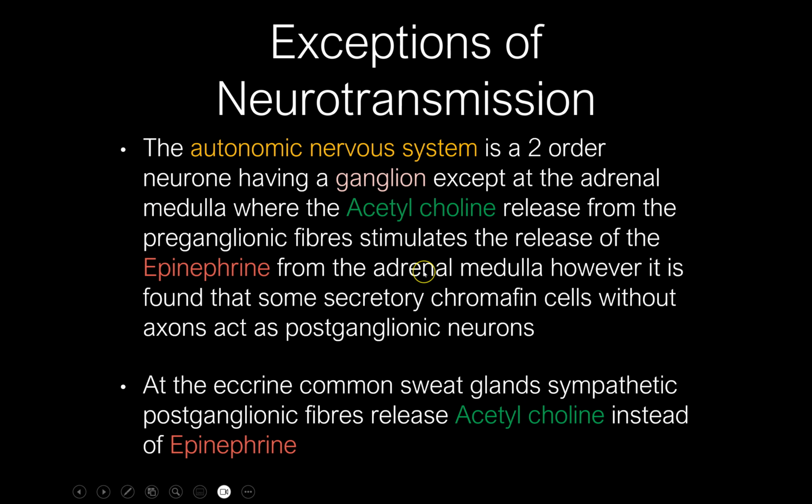And exceptions of the neurotransmission: the two order neuron ganglion at the adrenal medulla. Although acetylcholine, as we said, is at the autonomic ganglia, at the sympathetic ganglia, acetylcholine at the adrenal medulla stimulates the release of epinephrine, of the adrenaline, from the adrenal medulla going to the tissues all over the body. And some say that instead of postganglionic fibers there are secreting chromaffin cells, which produce the epinephrine. So acetylcholine produces noradrenaline and adrenaline.